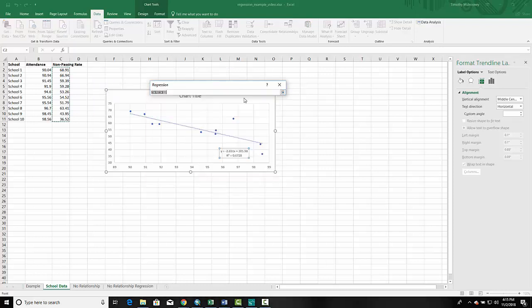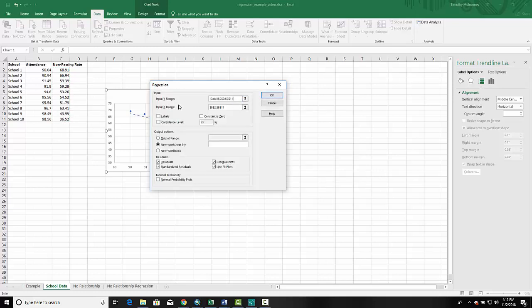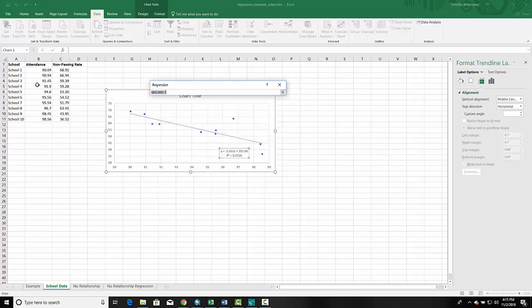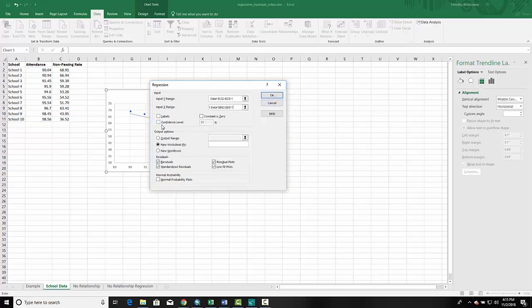My input is going to be my y. It's going to be my non-passing rate. My x is going to be attendance. So we're going to see how well x can explain y. I have some labels, confidence.